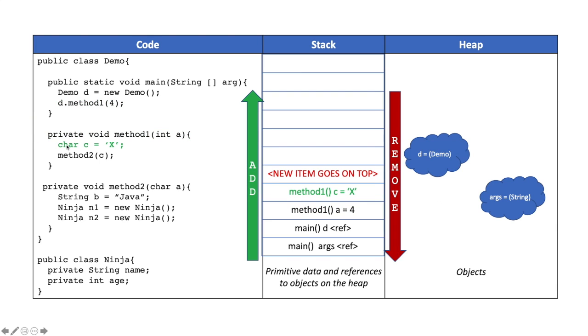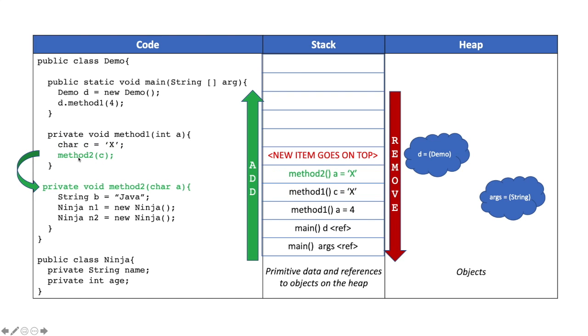Here we create another primitive data type, of type char, c, and we set it equal to X. So on the stack goes the method1 c variable with a value of X. It's primitive, so there's no corresponding heap component that goes along with it.